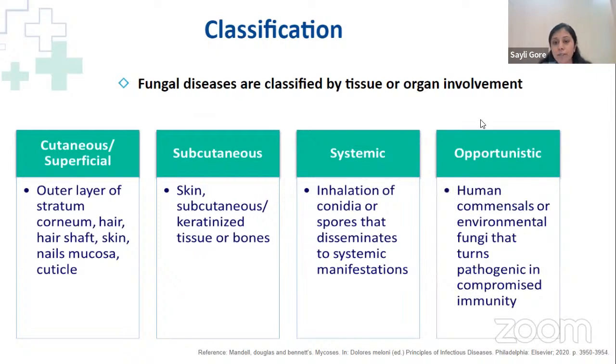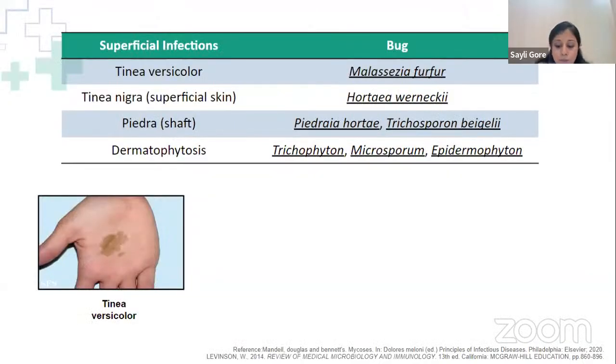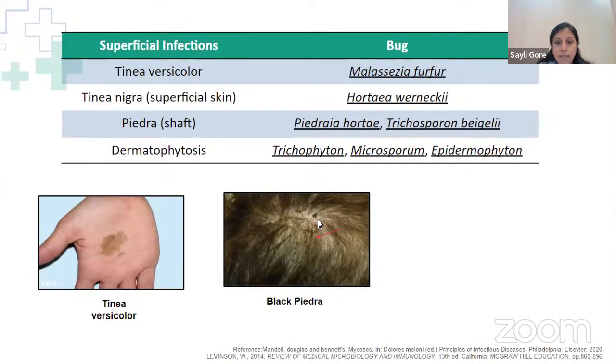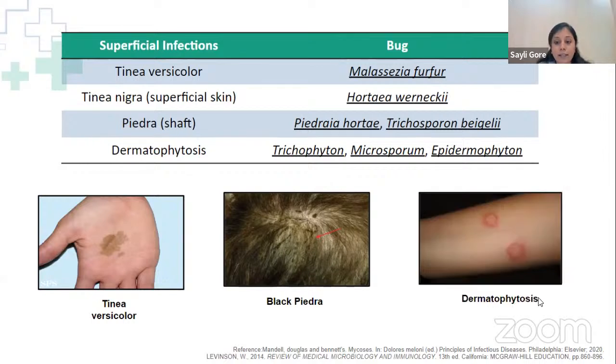Then opportunistic infection is very important to study. There are some human commensal or environmental fungi that turn pathogenic only when immunity is compromised. I'll quickly take you through how these infections look. In tinea versicolor, you can see a dark pigment, and normal pigmentation is disrupted. Then there is black piedra, where small black nodules are stuck on the hair shaft. And then there are dermatophytoses, these are ringworms.